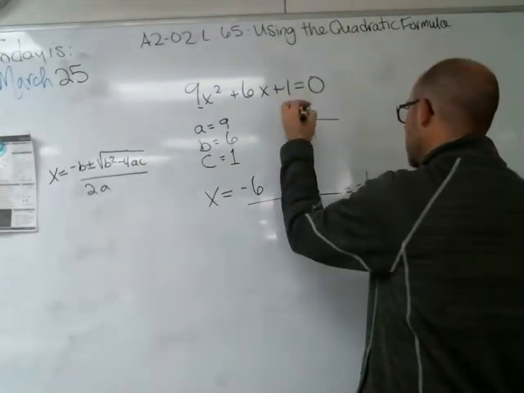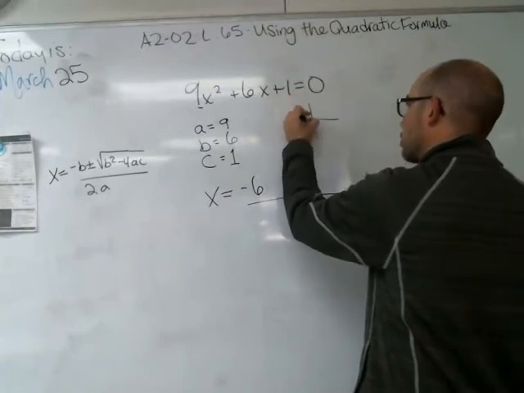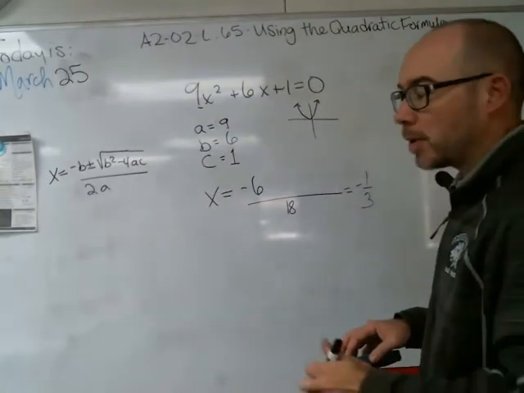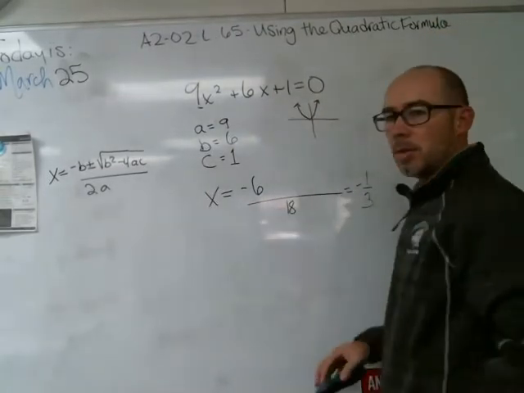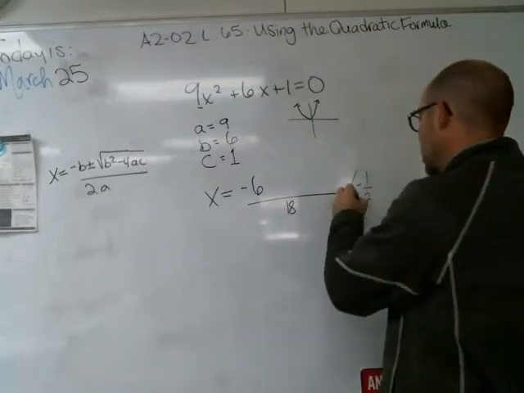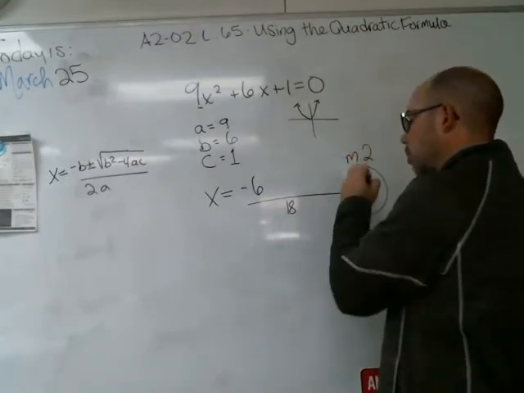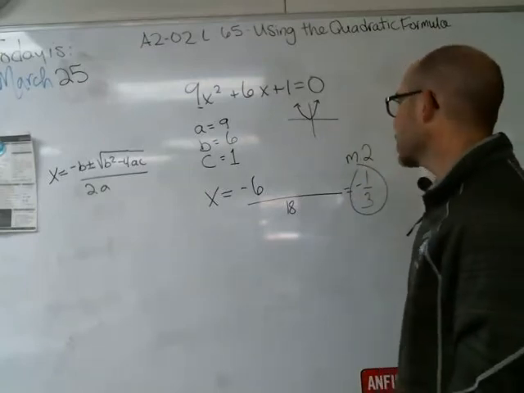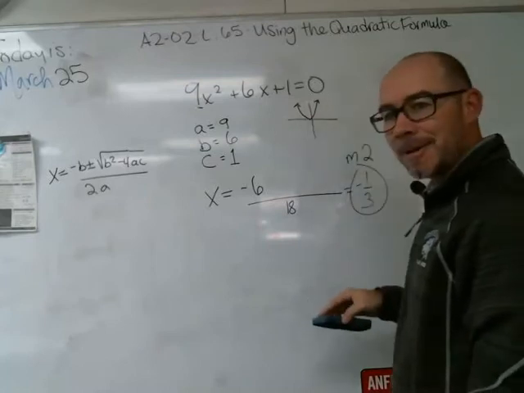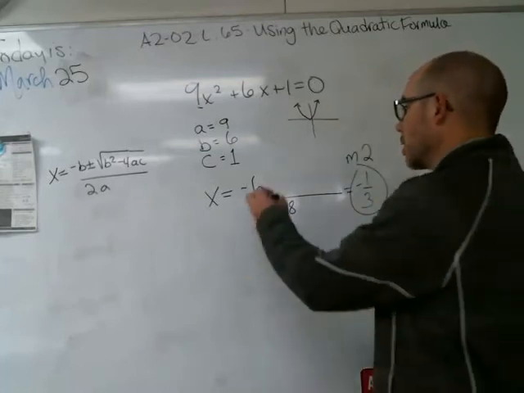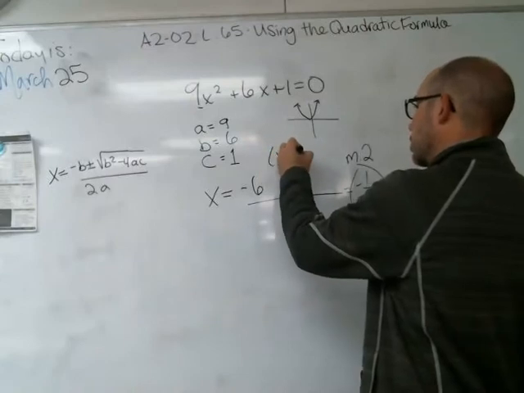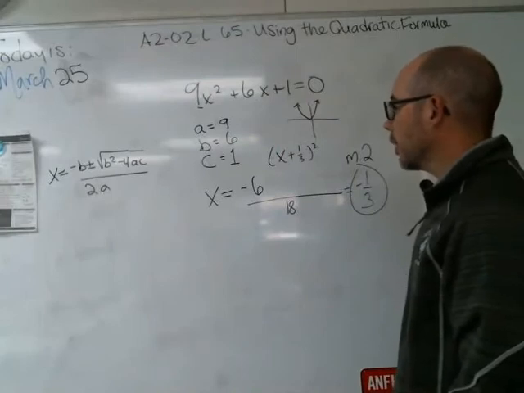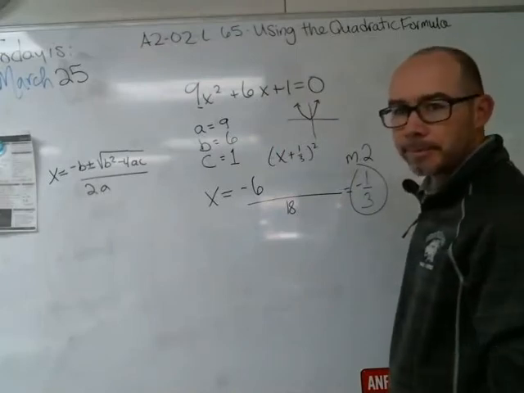This picture must do something like this. It's my guess as to what that picture looks like if you had graphed it. Looks like it touches right here, which technically means that the answer is negative 1/3 with a multiplicity of 2. I'm not going to worry too much about that today, but that's what that would mean if it just kisses the line. It's basically x plus 1/3 squared is where this thing must have come from, or something like that.